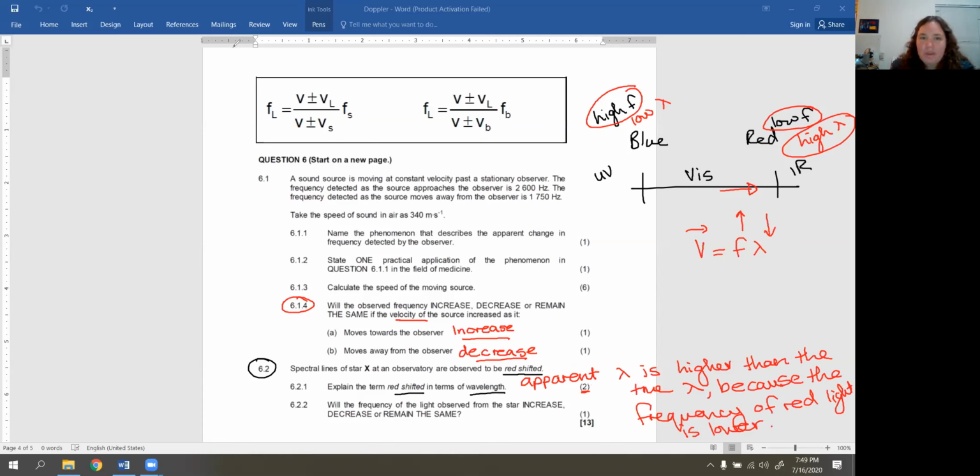All right. Next part of the question here says, will the frequency of light observed from the star increase, decrease, or remain the same? Well, we've already established if it's red shifted that it's gone to a lower frequency. So in that case, it will decrease. The bit that they didn't ask us here is whether it means that the star is moving towards us or away from us. And I want to ask everybody here, what does it tell us? Is the star moving towards us or away from us?